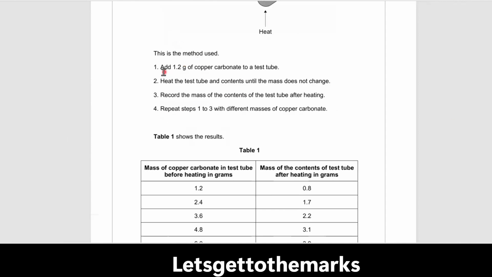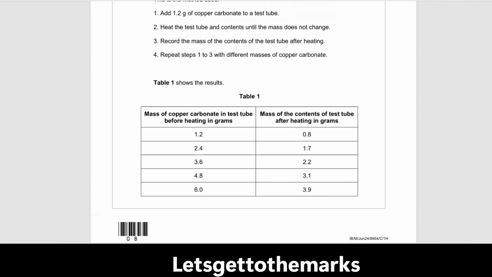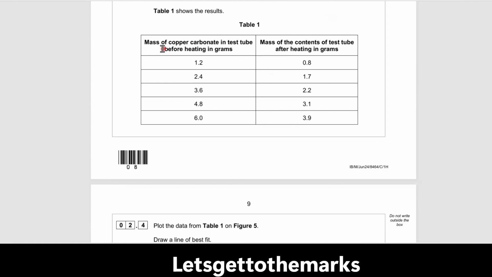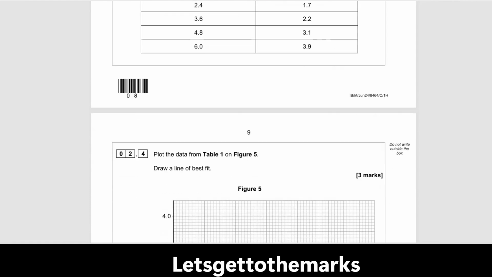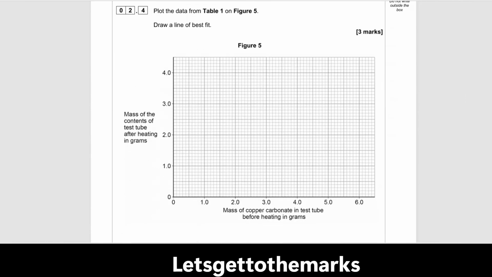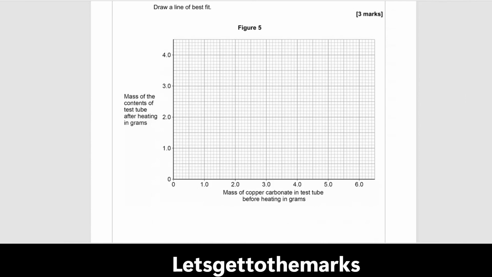Now, this is the method they used. Add 1.2 grams of copper carbonate to a test tube. Heat the test tube and the contents until the mass does not change. Heat until a constant mass. That's a good thing. Record the mass of the contents and the test tube after heating. Repeat steps 1 to 3 with different masses of copper carbonate. Nice. Table of results: mass of the copper carbonate before heating, mass of the copper carbonate after heating. So 1.2, 0.8, 2.4, 1.7, 3.6, 2.2. You get the idea. Plot the data from table 1 on figure 5 and draw a line of best fit.